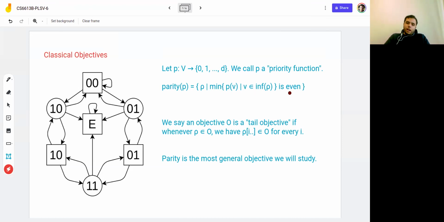Okay? So I'm basically assigning priorities to each one of my vertices, and then the game has an outcome. And in this outcome of the game, I'm going through an infinite path. So I just go through this infinite path and count how many times I have seen each of the priorities from 0 to D. And then I discard all of those who were seen finitely many times and only keep the priorities that were seen infinitely many times. And among these, I look at the smallest. And I want this smallest number to be even. So this is the parity objective. As player one, I want to ensure that the smallest priority that is visited infinitely many times is even.